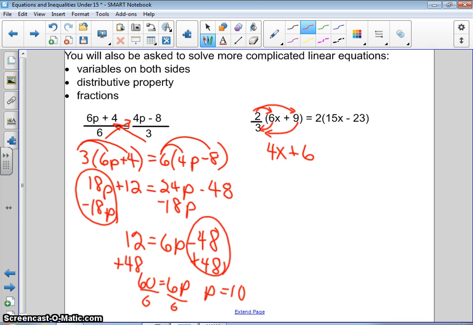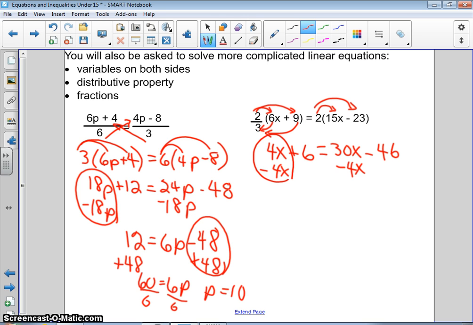So that's a 6. All right, distributing the 2 is a little bit more straightforward. 2 times 15x is 30x, and 2 times minus 23 is minus 46. Well, now the problem looks like the one we just did. We're going to subtract a 4x from each side.